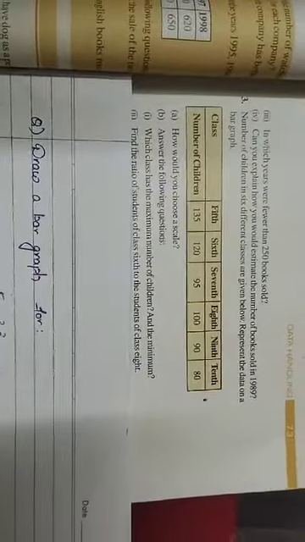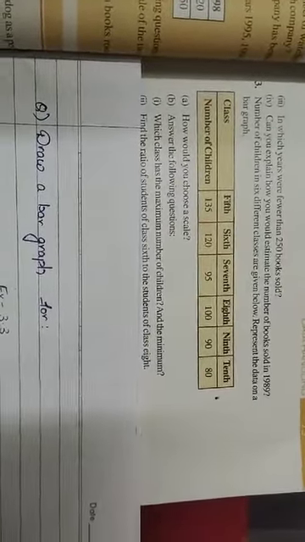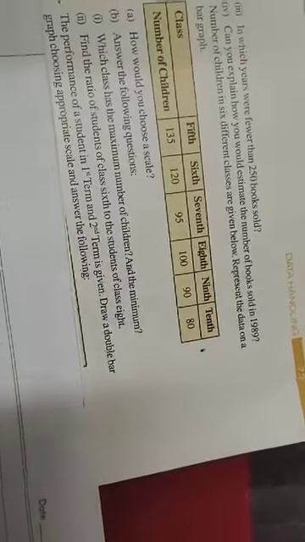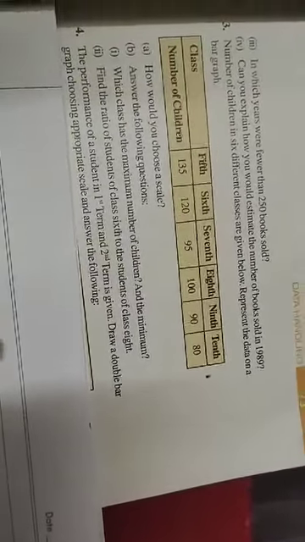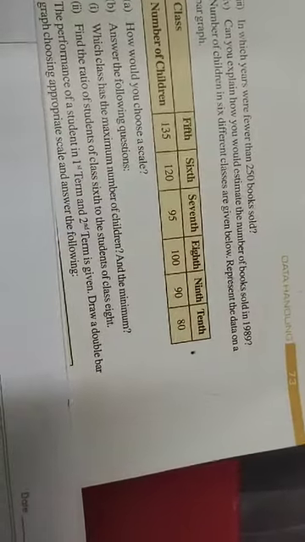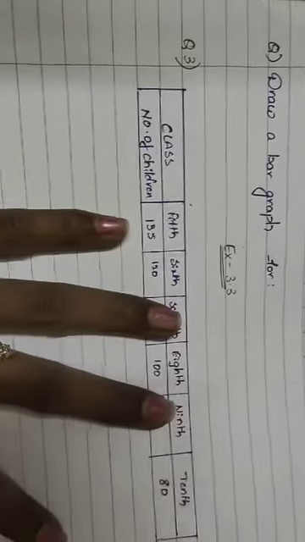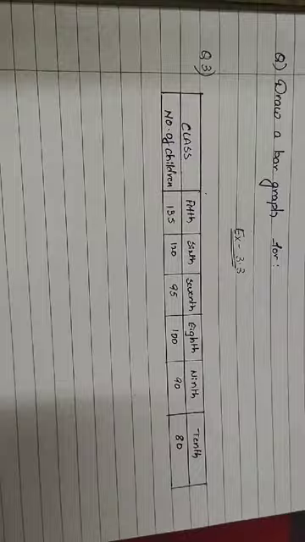Now I am going to discuss question number 3 in your exercise 3.3. Number of children in 6 different classes are given below. Represent the data on a bar graph. We have only one single data here, so we have to draw a single bar graph. Some questions are there, and at last we have to answer those questions. I copied the same data in the graph book on the right side, so based on this data, we need to draw a bar graph on the graph sheet.